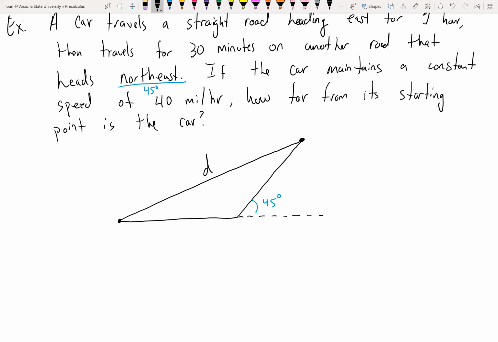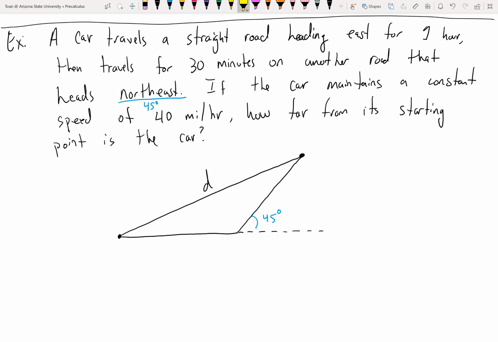Now I need to fill in some side lengths, and the important information is that it goes east for 1 hour, 30 minutes on another road, and 40 miles an hour. This is sort of common sense logic. Let's do the first pathway, going eastwards. If you are going east for 1 hour at 40 miles per hour, I hope everyone can agree that they've traveled 40 miles. 40 miles an hour for 1 hour is 40 miles. On the northeast path, he only goes 30 minutes. That's half as long, so it's going to be half as far, 20.